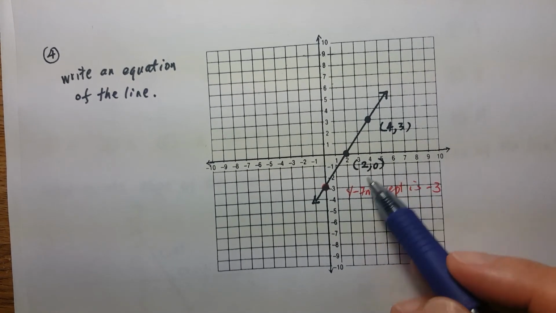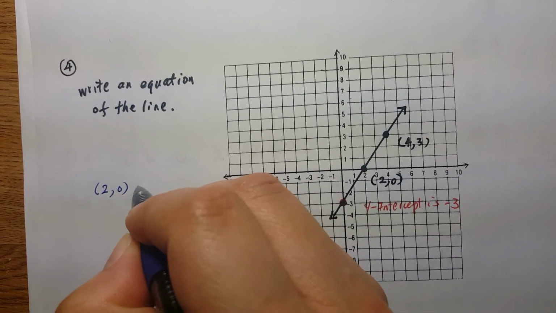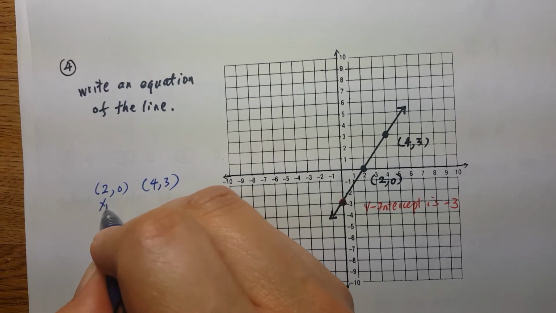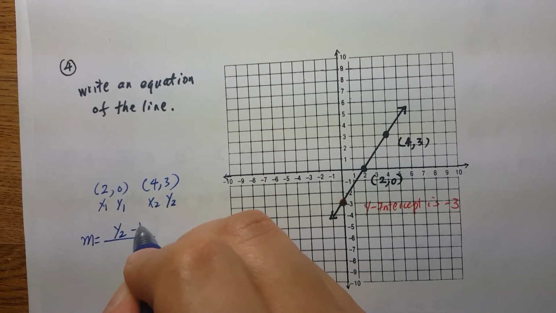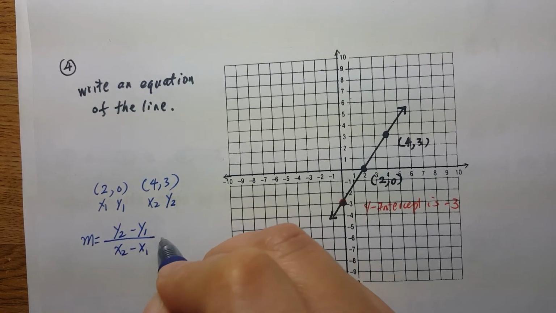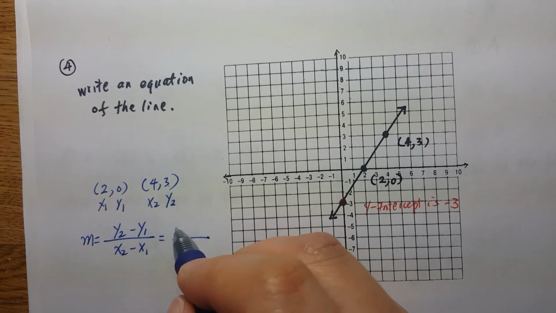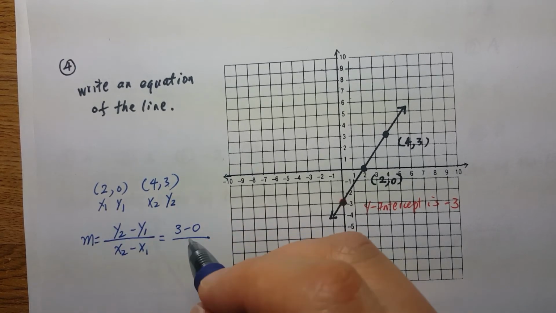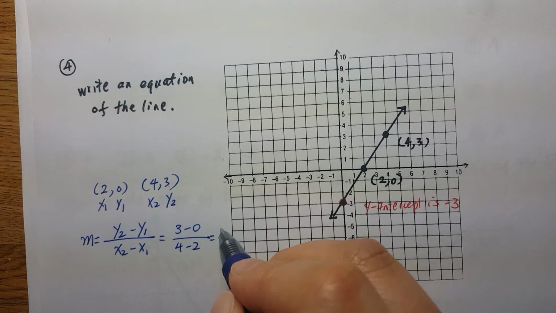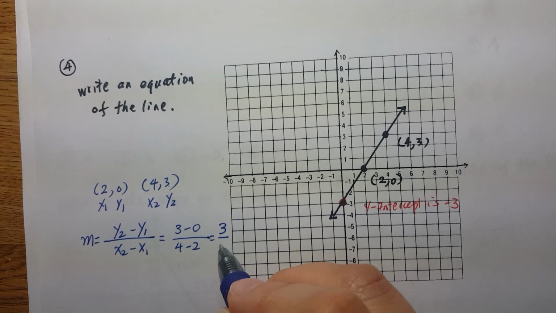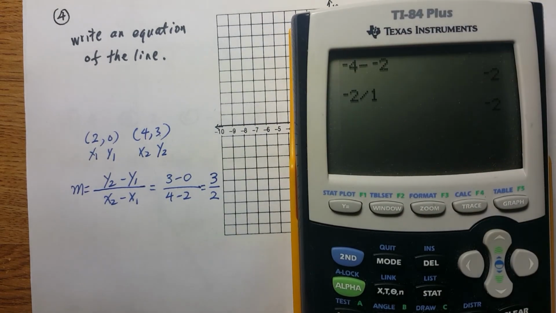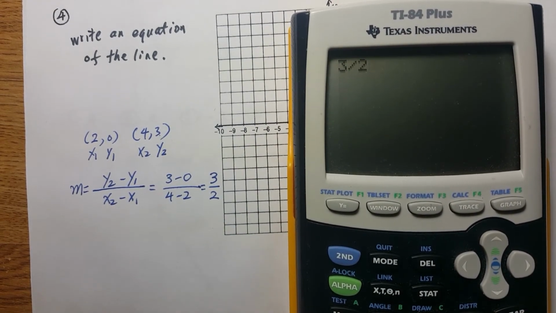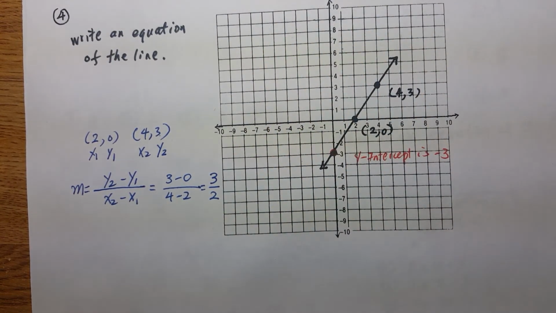So now we're going to find the slope. So we get (2, 0) and (4, 3). So x1, y1, x2, y2. So m equals y2 minus y1 over x2 minus x1. So now we have 3 minus 0, and then 4 minus 2. So 3 minus 0 equals 3. 4 minus 2 equals 2. So now we found out that the slope is a fraction. So let's check to see if we can convert it into an integer. So you do 3 divided by 2 equals 1.5. So we can keep it as a fraction.